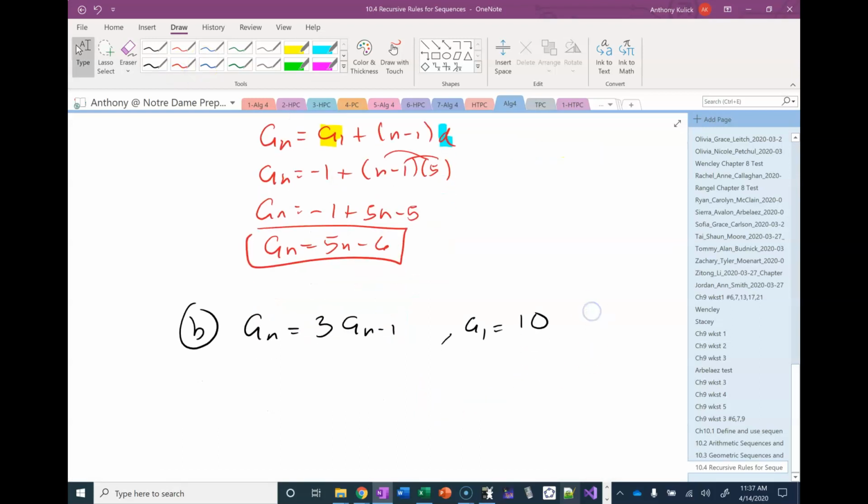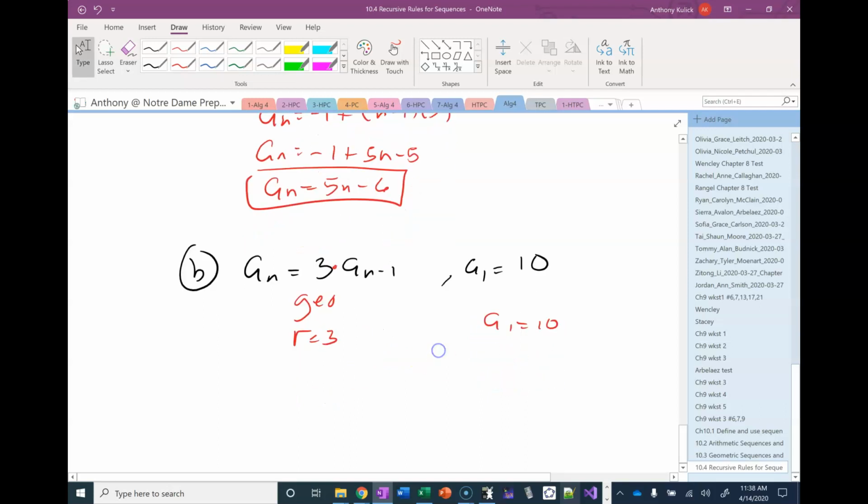Okay. So the first thing I want to do is determine whether my formula is explicit. I'm sorry, it's obviously explicit because it's an explicit formula. Is it arithmetic or geometric? The way I can tell is what's going on between my constant and my previous term. Since the operation there is multiplication, I know this is geometric. So I know that the 3 is my r, and my first term is 10.